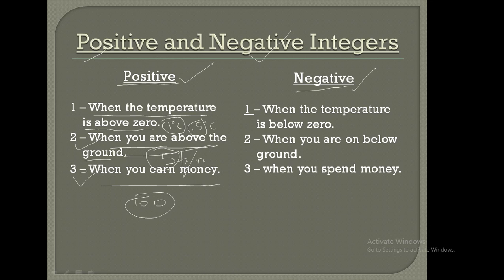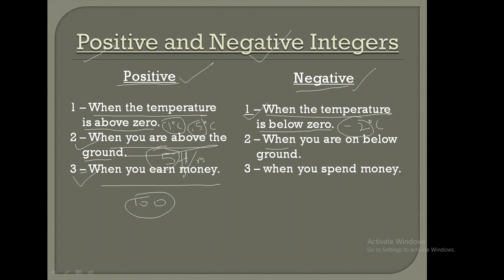Now we will talk about negative integers. The first point: when the temperature is below zero. Below zero means minus 2 degrees Celsius. Here minus 2 is what? A negative integer. It is a negative integer.